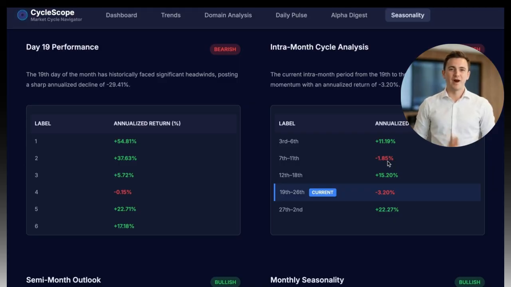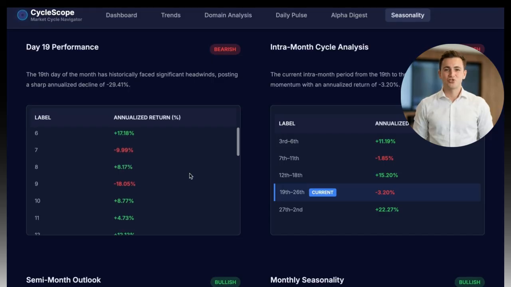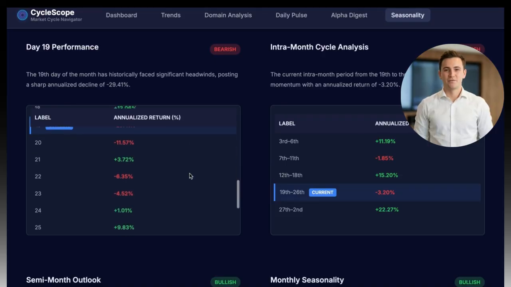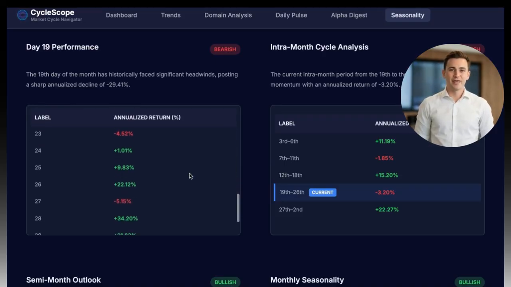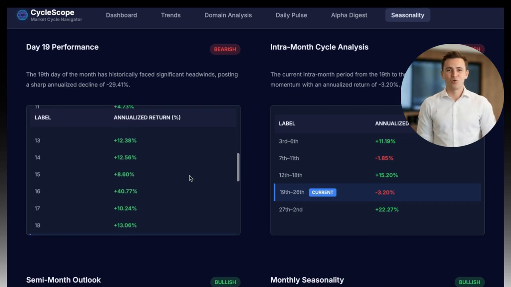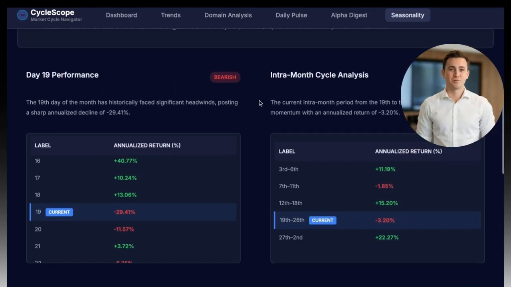Finally, the most granular view. Layer 4, the day-of-month analysis. This shows the historical return for every single day of the month. And the differences are staggering. The first of the month has a historical annualized return of over 54%. But look at the 19th. It's the single worst performing day of the month. This is precision timing. So we have four powerful layers, but here's the secret sauce.